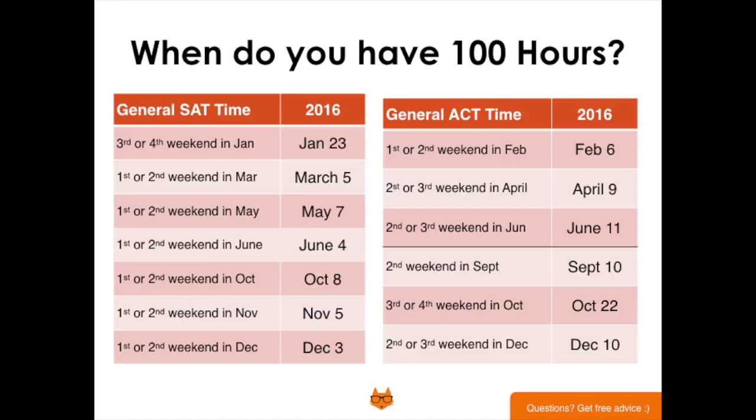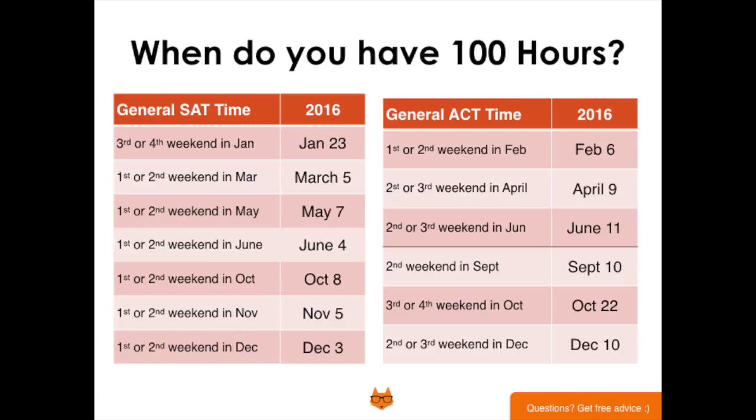Generally, the SAT is given the first Saturday of the month. The ACT varies a little bit, and of course, these are the nationally listed dates. I understand that certain schools or certain states will give selectively administered dates, so that can vary, but this is when the nationally administered test dates are.